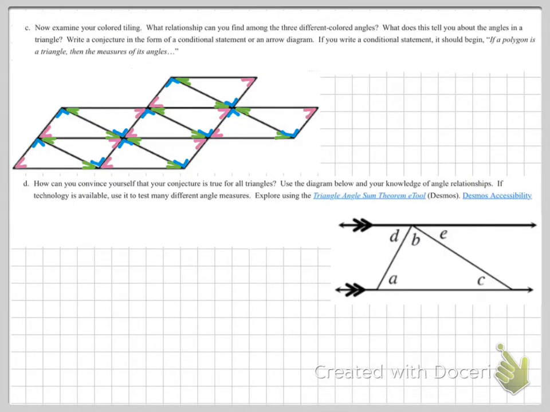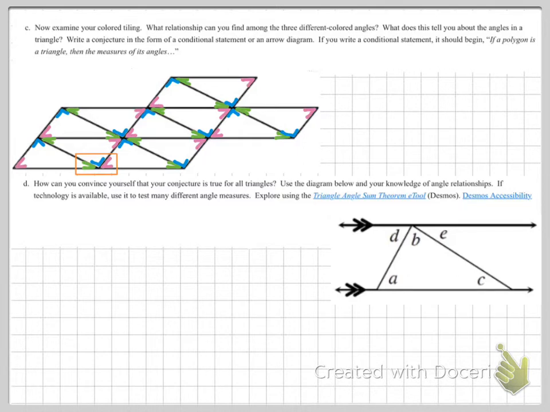Okay, so now on to part C, we want to take a look at this tiling and see if there's any type of relationship that's happening between these things. And there is. So I want to find a location where I can see all 3 colors next to each other. There's a whole bunch of them in here, but I think I'm going to hone in on this one kind of on the bottom. There's nothing else around it. So if I take a look at this, all 3 of those angles look like they're going to make a straight line.